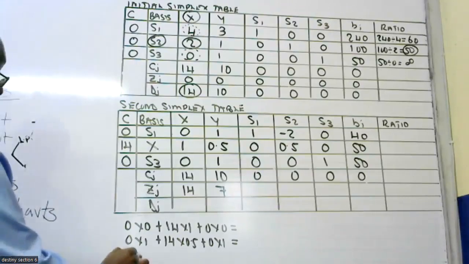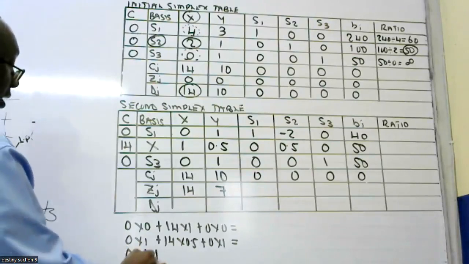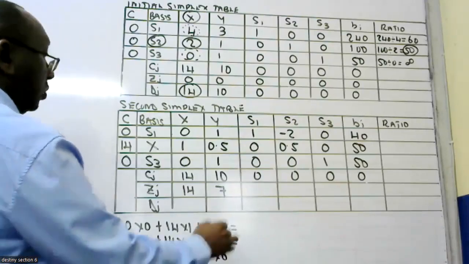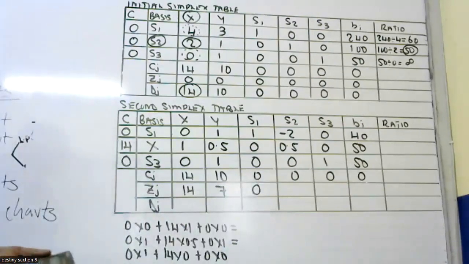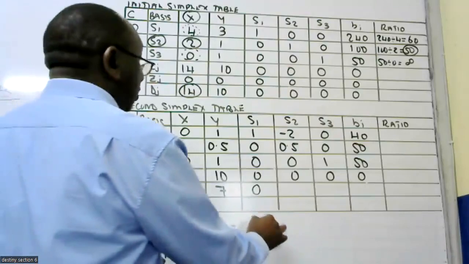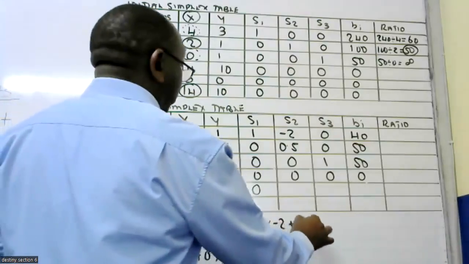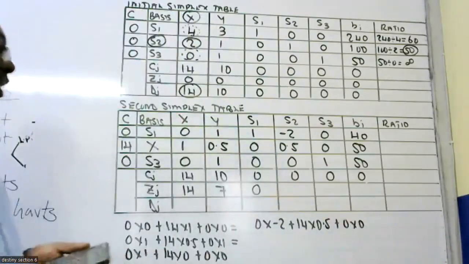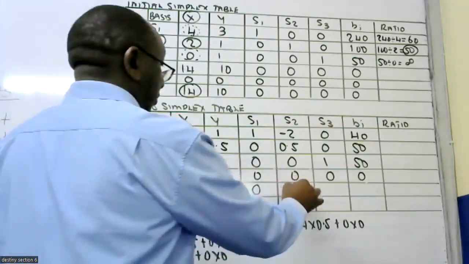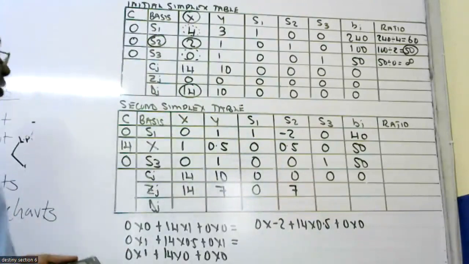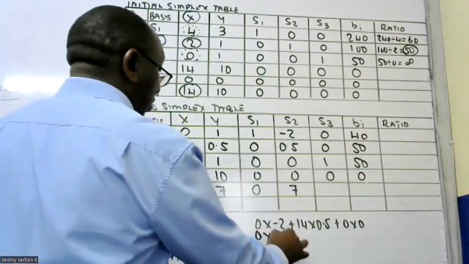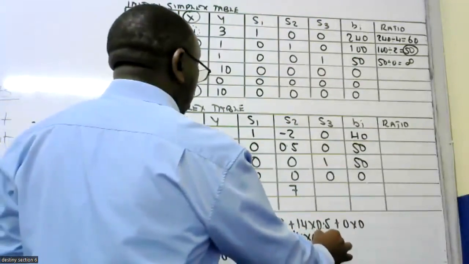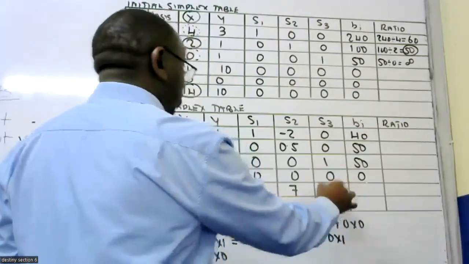Huyo mwingine atakuwa 0 times 1 plus 14 times 0, 0 times 0. The answer will be 0 here. The next one will be 0 times minus 2 plus 14 times 0.5 plus 0 times 0. That will also be 7. The next one will be 0 times 0 plus 14 times 0 plus 0 times 1. There, kila mtu ni 0.